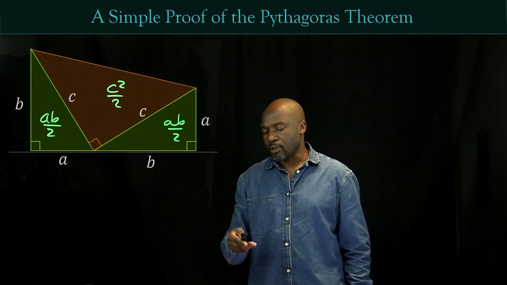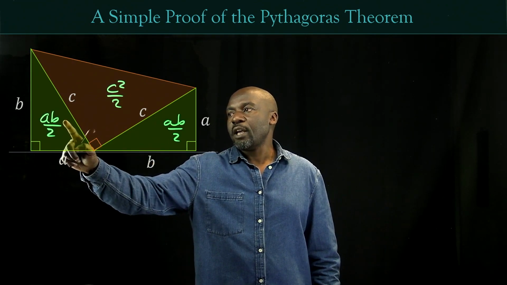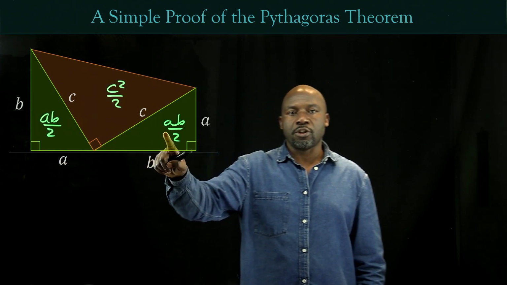I want to know what the total area is. So the total area must be a half AB plus a half AB, which is just AB.